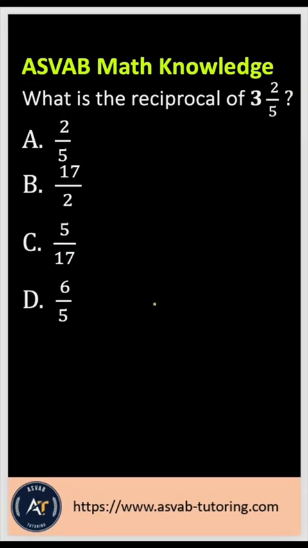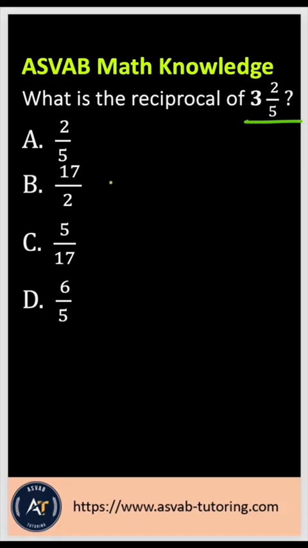Hi everyone, let's practice another math knowledge question for the ASVAB, PiCAT, and other versions of the ASVAB test. The question says, what is the reciprocal of 3 and 2/5? If you want to find the reciprocal of a mixed number, you first have to make this mixed number into an improper fraction and then flip it.